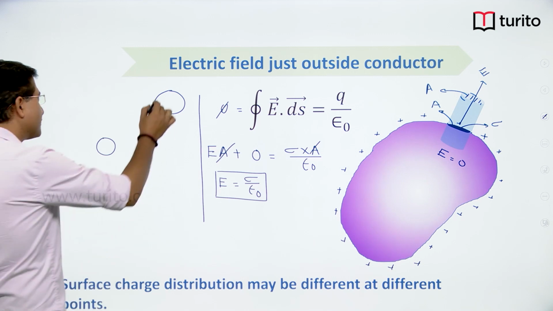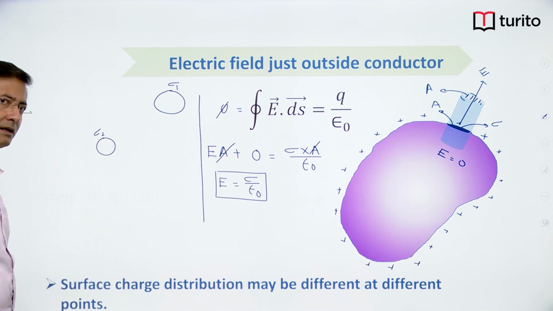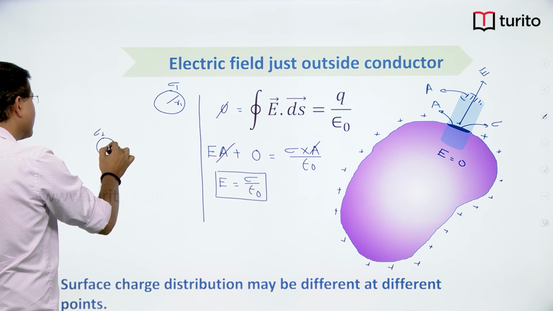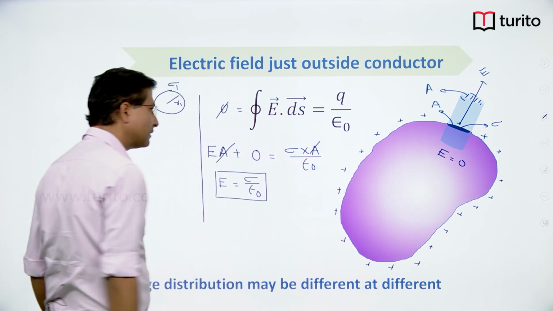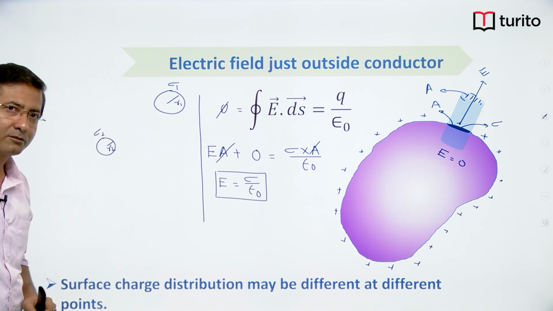So, if I assume that the surface charge density here is sigma 1 and the surface charge density here is sigma 2, and the radius here is r1 and the radius here is r2, and they have the same potential. The condition is the potential is the same. So, potential here and potential here must be the same.